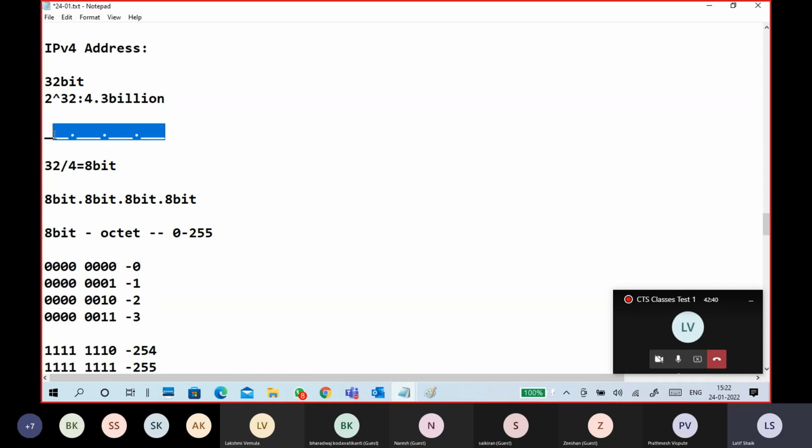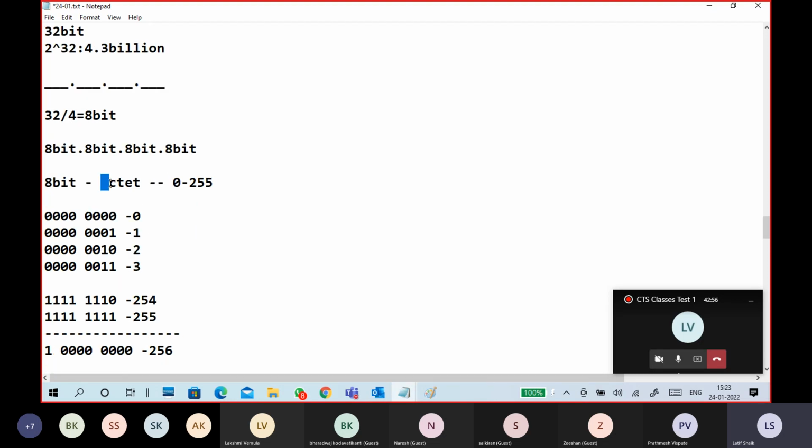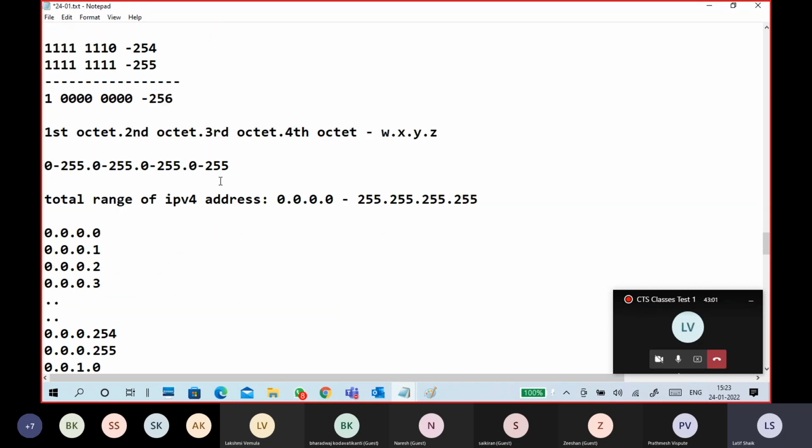Whatever it may be, the total IP addresses are divided into 4 parts. Totally it's 32-bit, so each part is 8-bit. Because it's 8-bit, we call it an octet. Each octet size is 0 to 255. So the total range of IP addresses is 0.0.0.0 to 255.255.255.255.